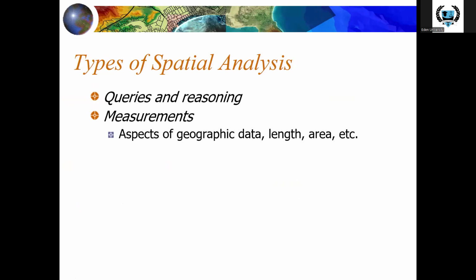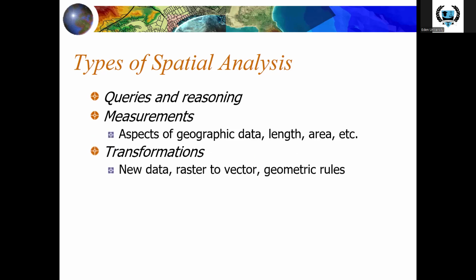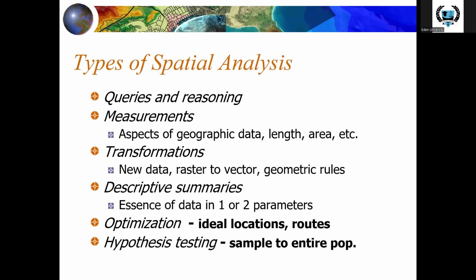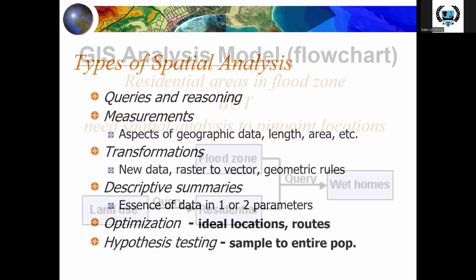So we have queries, reasoning, measurements, aspects of geographic data, area, length, transformations. We're talking about new data, raster to vector, geometric rules, descriptive summaries. So instance in one and two parameters, optimization, that is ideal locations and routes, hypothesis, sample of the entire population.